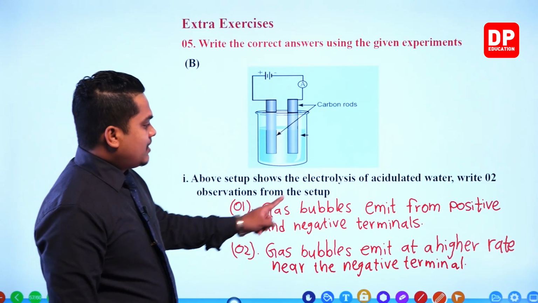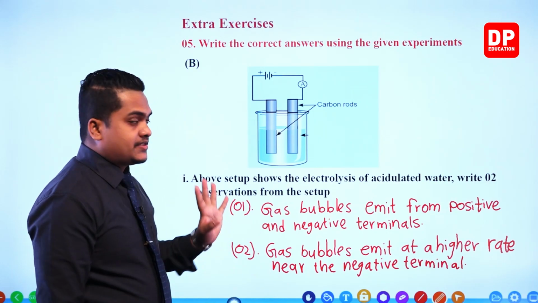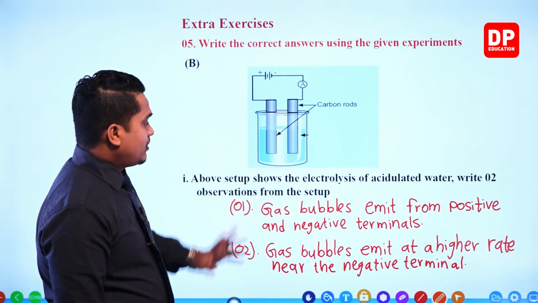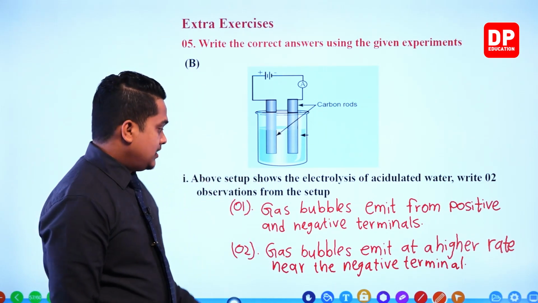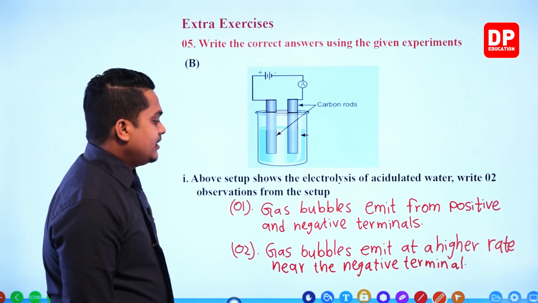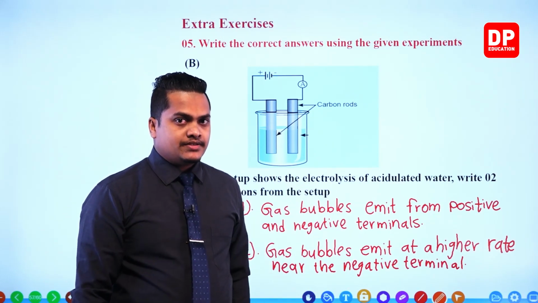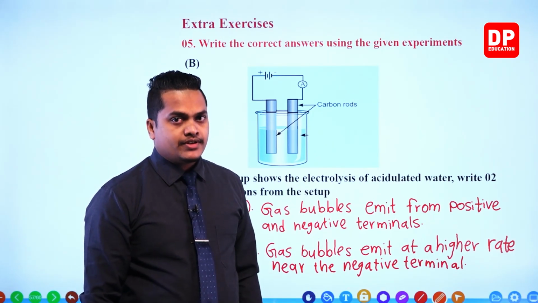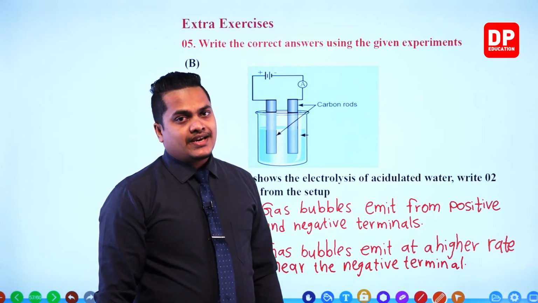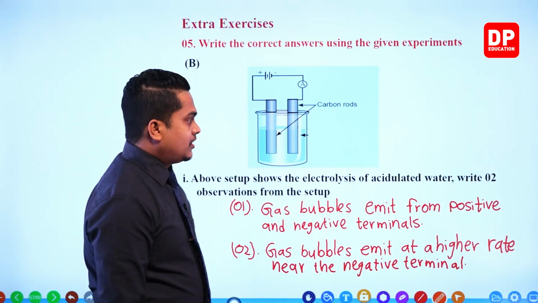Right, so gas bubbles emit from positive and negative terminals. This is the first observation during the electrolysis of acidulated water. Then the second one, gas bubbles emit at a higher rate near the negative terminal, because the negative terminal contains hydrogen plus ions which are getting converted into hydrogen gas. So more hydrogen gas is getting emitted from the negative terminal.